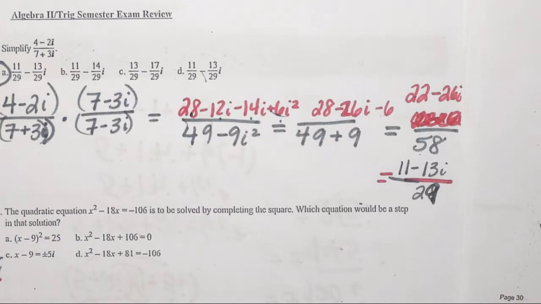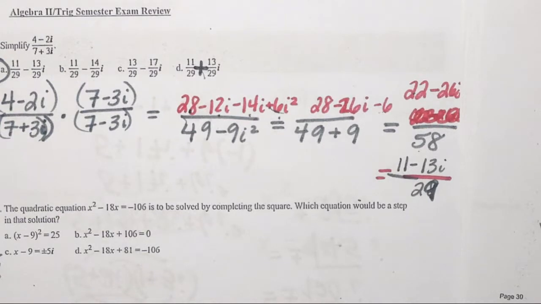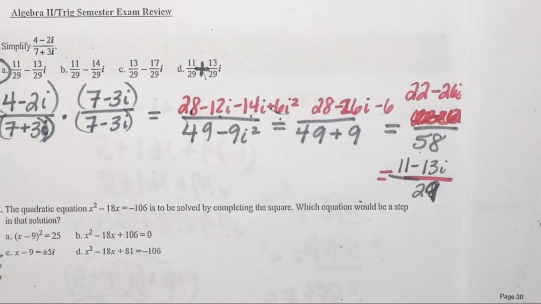Why do I need to change D? Because it's the exact same as A. I was supposed to change that to a plus. That way they were not identical answers.